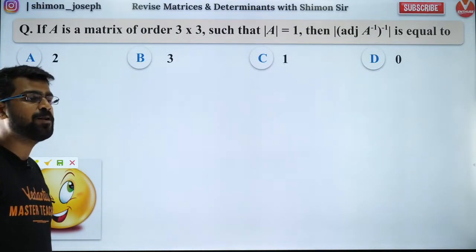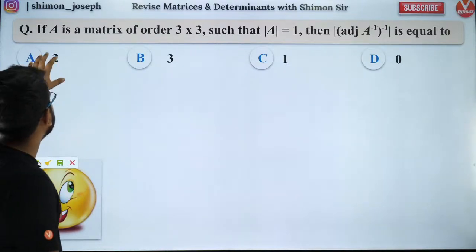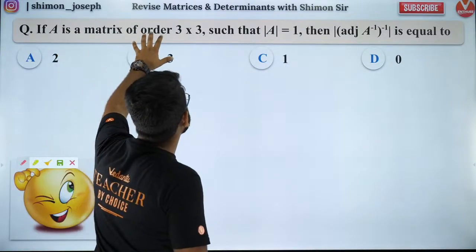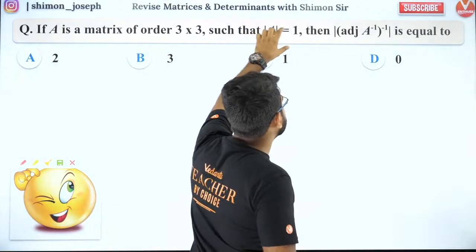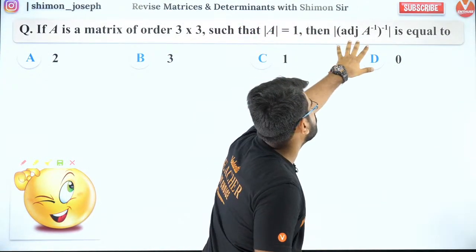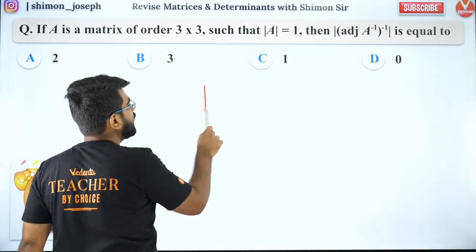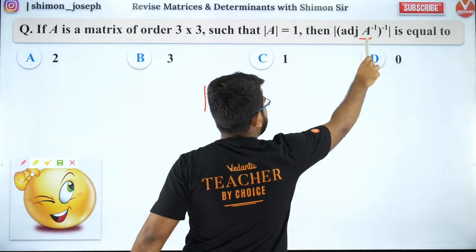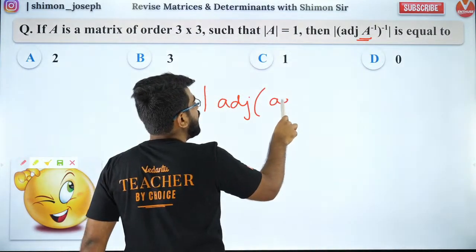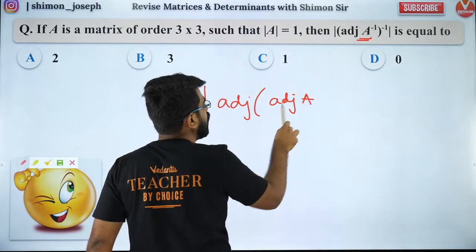Hello, Mohammad Irfan, welcome, man. So guys, if you have A to be a matrix of 3 cross 3 order such that determinant of A is 1, then what is this value they're asking? They're asking det adjoint of A inverse. Guys, can I write A inverse as adjoint of A by det of A?